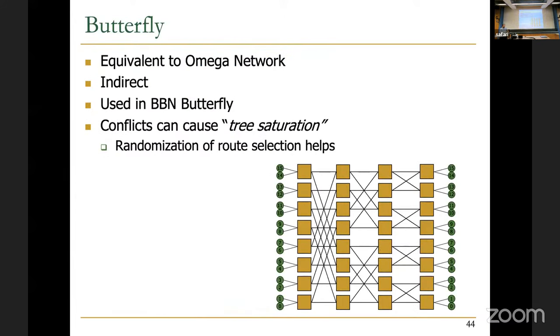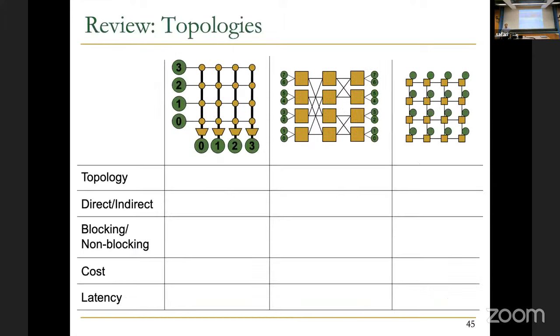Butterfly is another famous multi-stage network. It is very equivalent to the Omega network, but it is also indirect and used in the BBN Butterfly. Conflicts can cause tree saturation. The butterfly network is actually blocking, so you cannot establish many parallel paths, parallel flows, together.